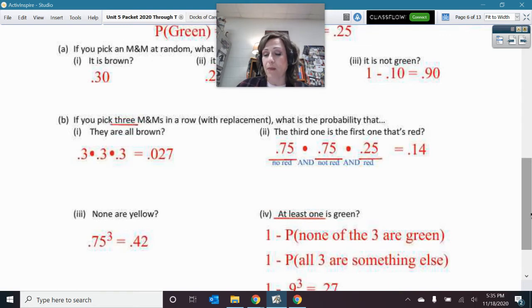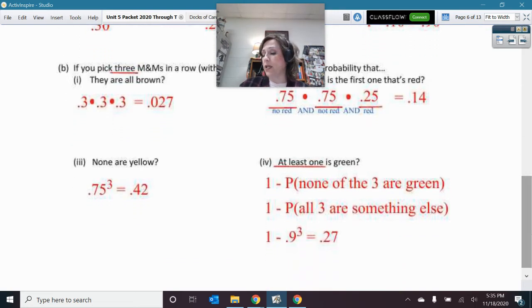At least one. The probability of at least one is 1 minus the probability of none. So here we have 1 minus the probability that none of the three are green. I don't just like to write 1 minus probability of none. I write it out all the way. 1 minus the probability that none of the three are green. So 1 minus the probability that all three are something else. So for the something else, there's 90% of them that are something else, and there's that.